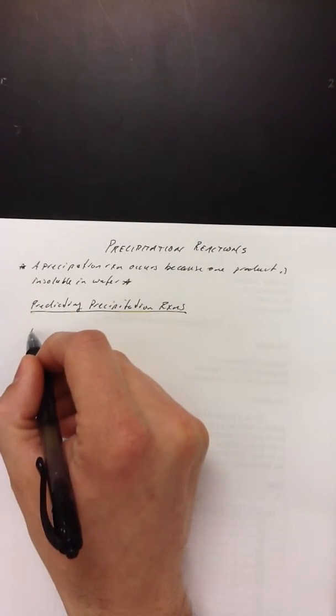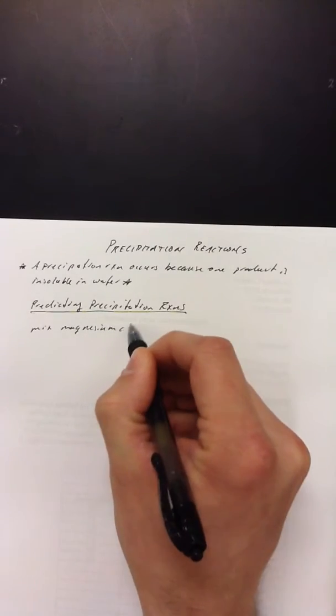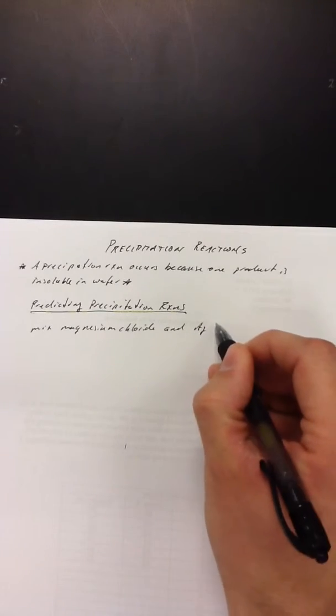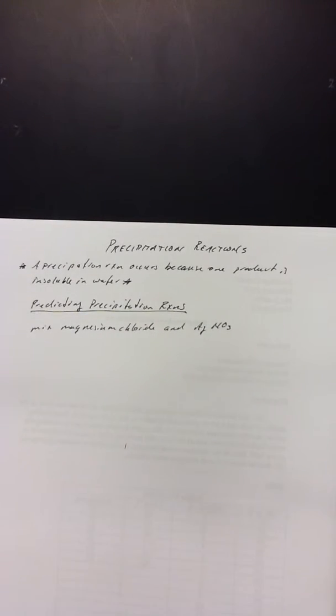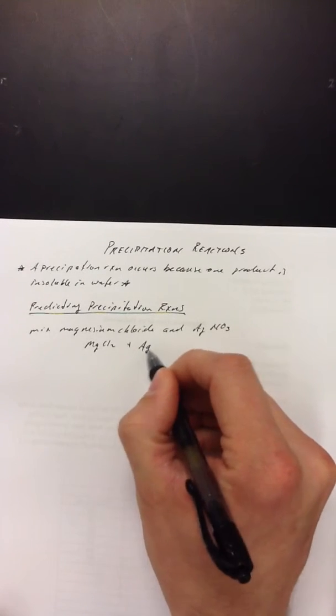Suppose that you mix together two solutions. We're going to mix magnesium chloride and silver nitrate. We can rewrite this potential reaction as magnesium chloride, MgCl2, and silver nitrate, AgNO3. So how can you tell if a reaction will occur? And if it does, what products do you expect?